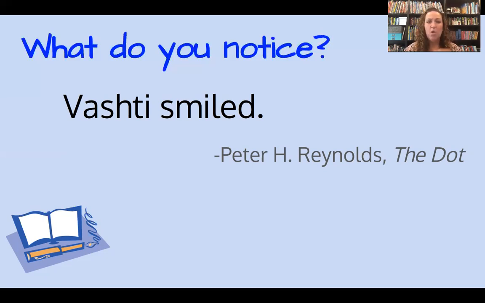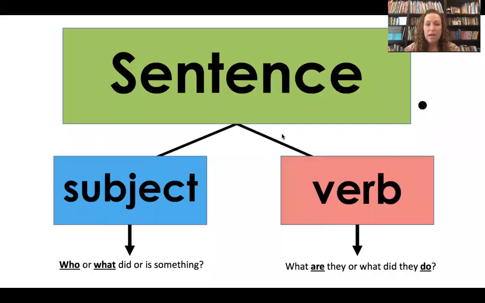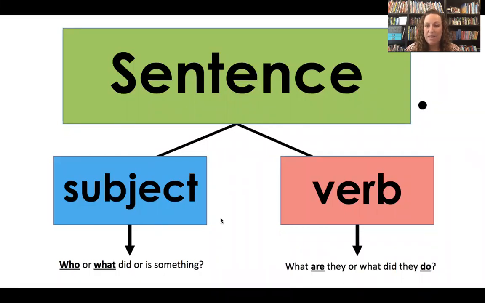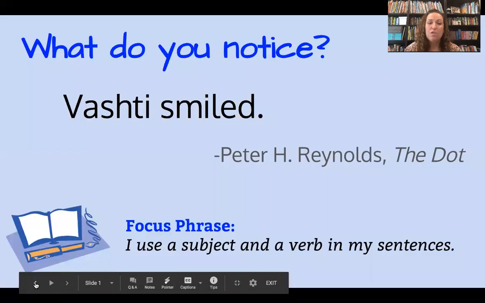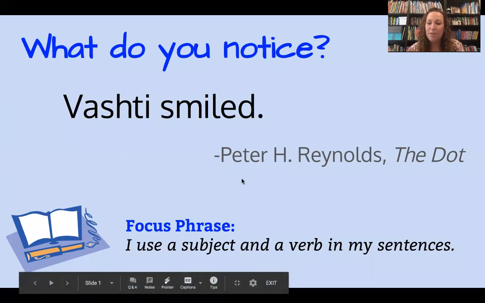Vashti smiled. We know that a sentence has to have a subject and a verb, right? We have to have the who or what, and then what did they do? So let's see. Here is our sentence. Our subject is the who or what did or is something, and then the verb is what they are or what they did. So if we go back to this, Vashti smiled. Who is that sentence about? Vashti. She's the one doing the action, right? And what is she doing or what did she do? Smiled. So we do have a subject and a verb in our sentence.